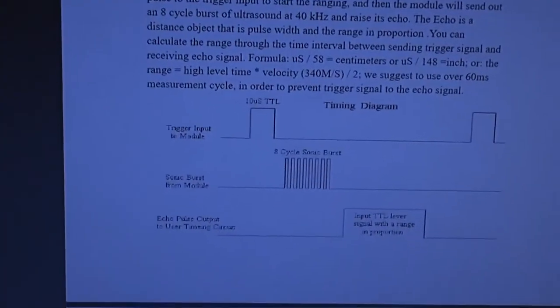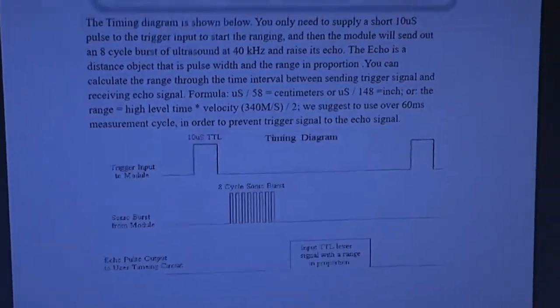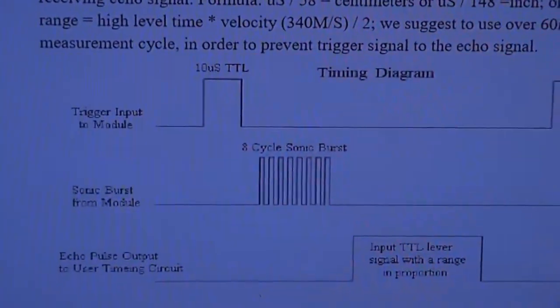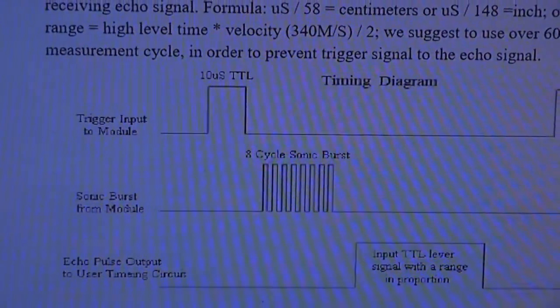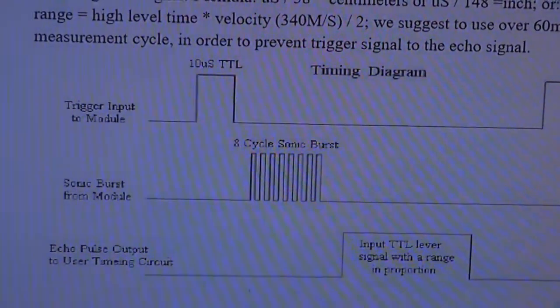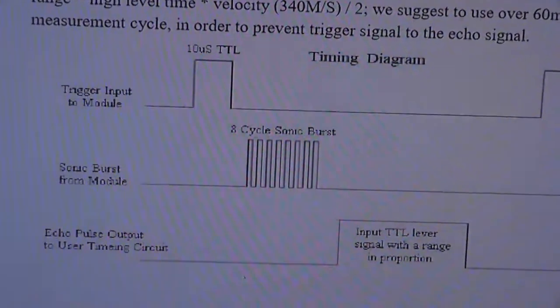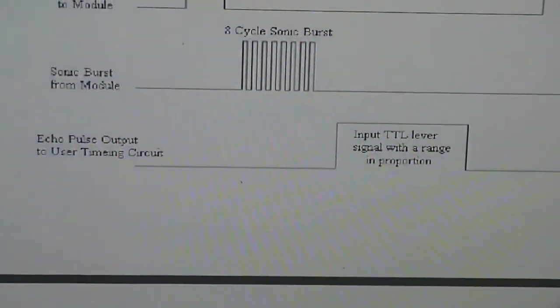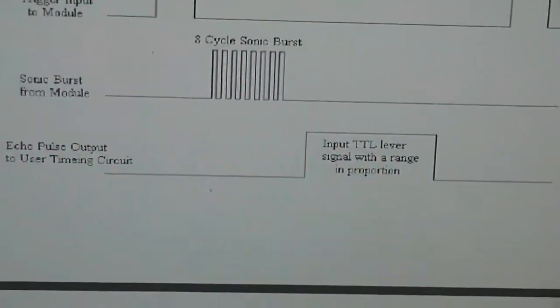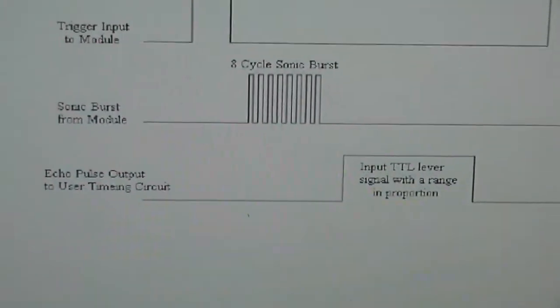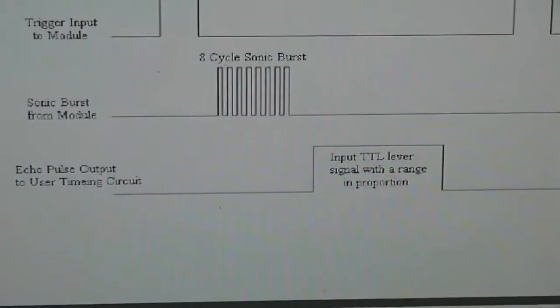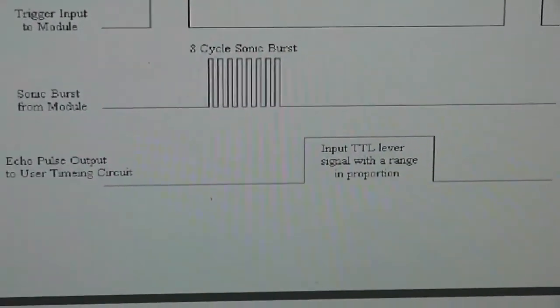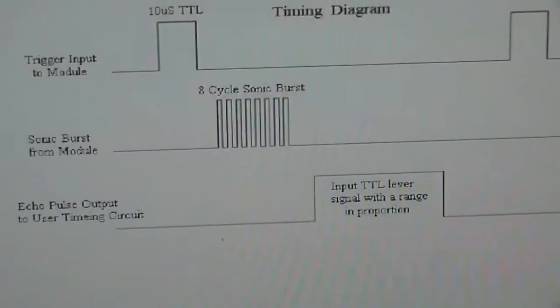According to the data sheet of the device, we have to apply a 10 microsecond pulse into the trigger input, and then it responds with an 8 cycle sonic burst, that's about 40 kilohertz, which of course you can't hear, and then the echo comes back, which is a pulse, and the width of the echo is proportional to the distance. In fact, the width is the time taken to get to the target and back again.